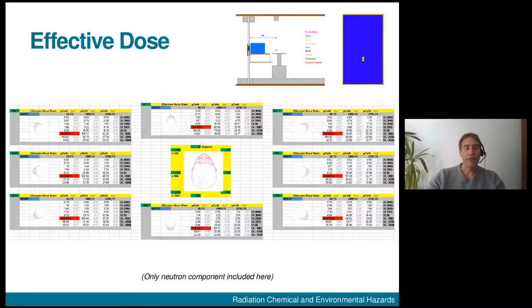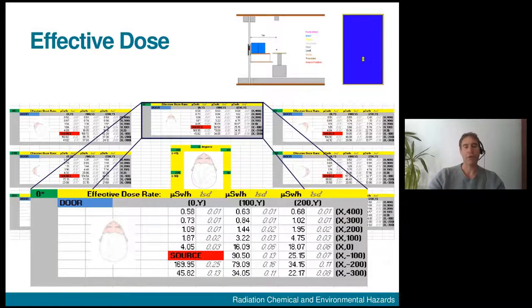And this gives us a whole family of effective dose rates, because of course effective dose will depend on the direction in which the individual is facing. As they rotate in the field, so too does the effective dose to which they're being exposed. So in this case, we have eight different directions, a family of eight different effective dose rates appropriate to them. We just focus on one of them.